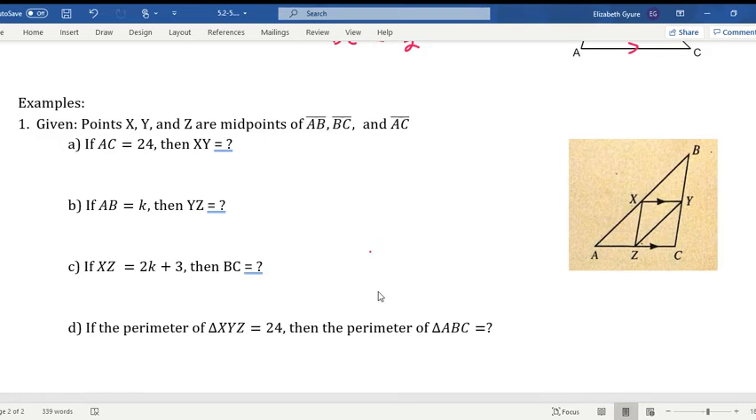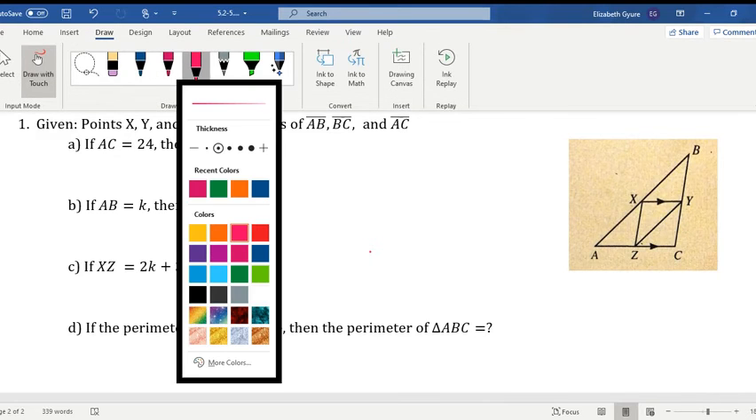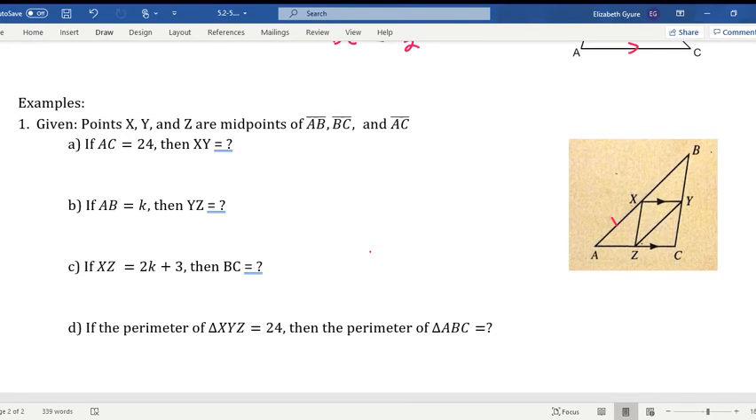That's okay. Okay, so points X, Y, and Z are midpoints of segments AB, BC, and AC. So we know we have some midpoints here. The first thing I would do is probably go through and do some labeling. If X is a midpoint, you'll know these are congruent. If Z is a midpoint, your measures here are congruent. And if Y is a midpoint, your measures there are congruent.